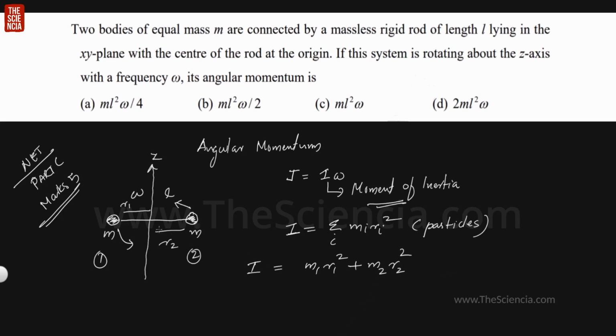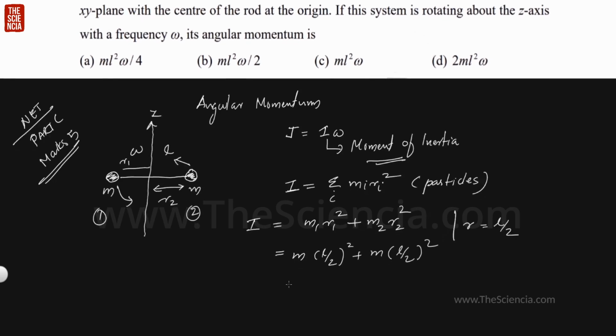And what is this radius r? You know the total length of the rigid rod is L. So small r is equal to L by 2. So that is equal to m1 is m itself. So m into r1 is L by 2 whole square plus m into L by 2 whole square. So what do you get? You get I is equal to m L square by 2.